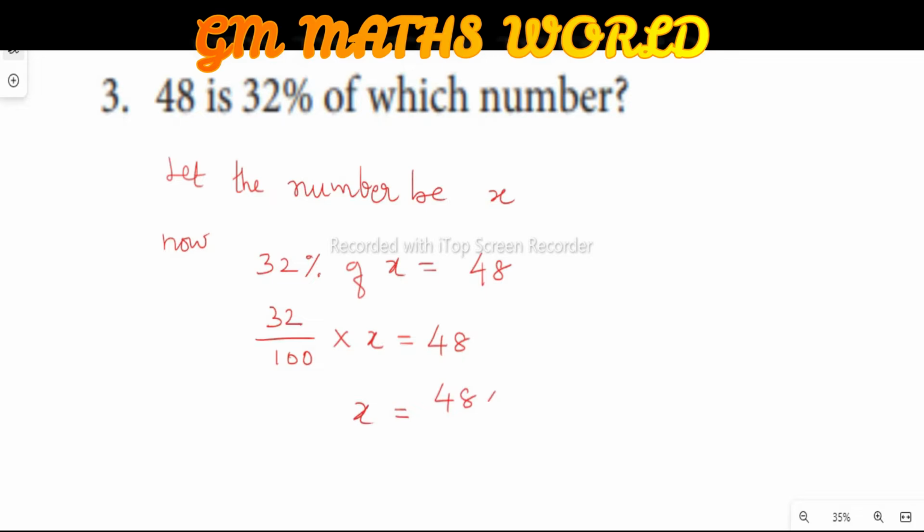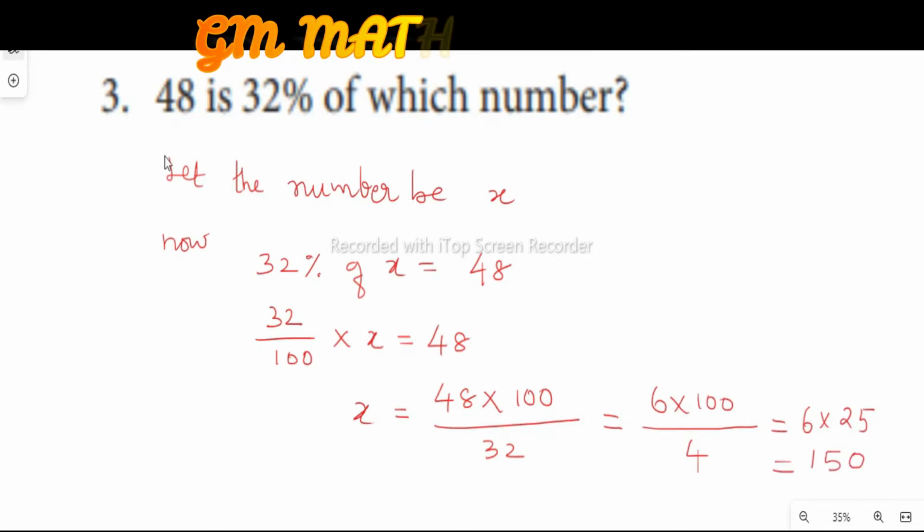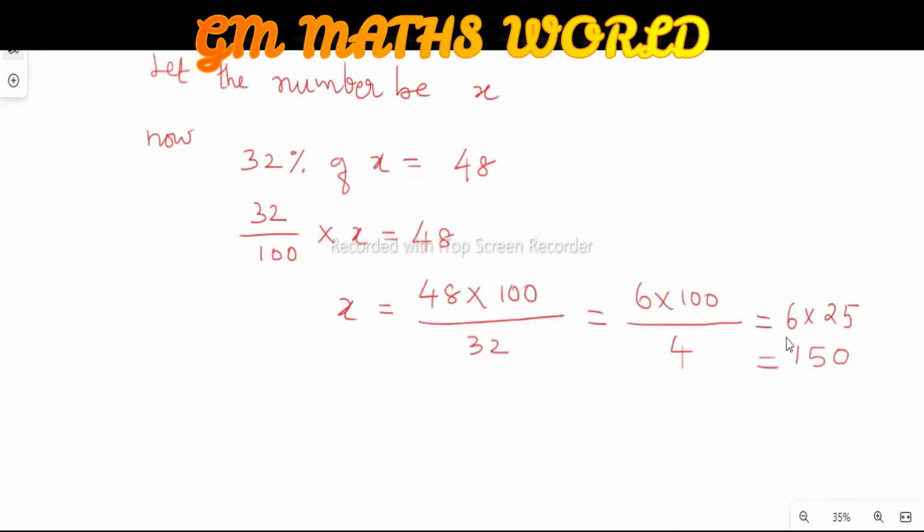So we have learned the transformation of equations. 32 by 100 from the left hand side to the right hand side will become 100 by 32. So 48 into 100 by 32 is equal to 6 times, 48 is in the 8 table and 32 is 4 times in the 8 table. So we will get 6 into 100 by 4. Then in the 4 multiplication table we have 25 times. So 6 into 25 is 150. Hence 32% of 150 is 48.